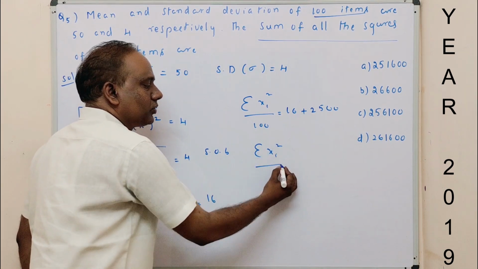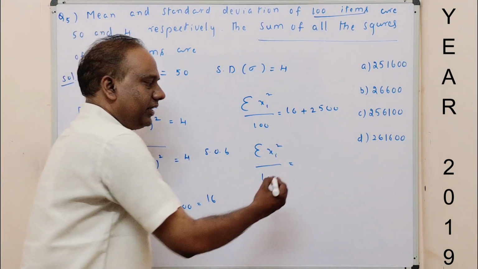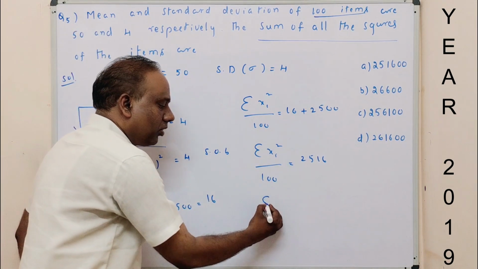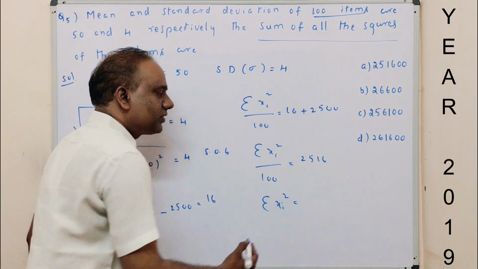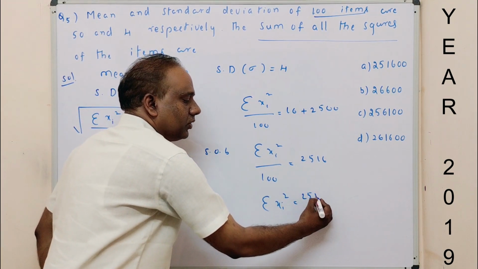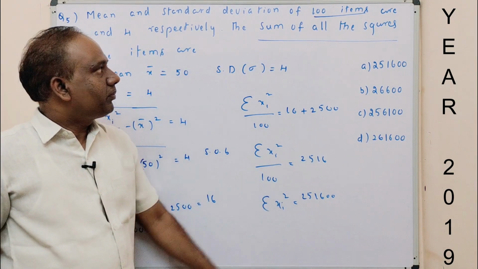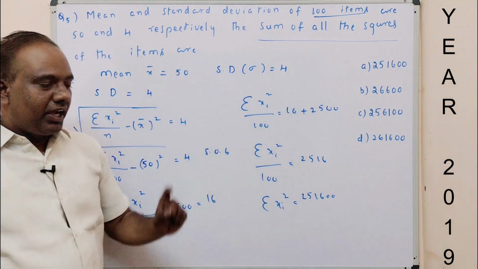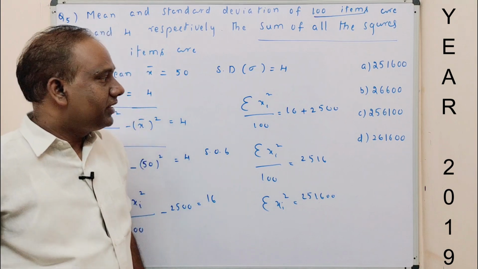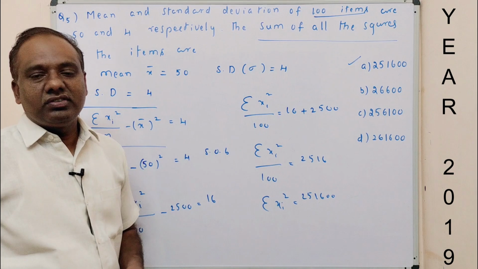Now summation xi whole square by 100 is equal to 2500 plus 16 is 2516. Now sum of xi whole square is equal to 2516 into 100 is 251600. Sum of the squares, that means sum of all the squares of the items is 251600. So here the option is 251600. Option E is the correct answer.